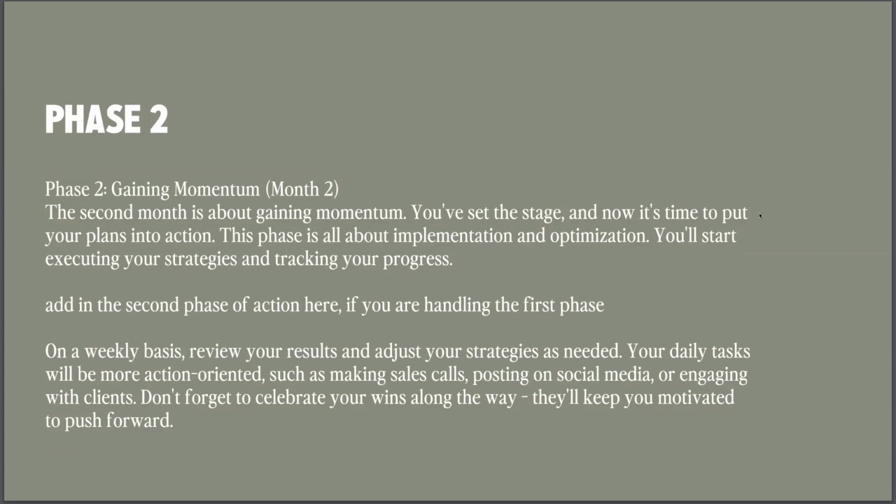So you'll start really executing those strategies, going to another level with the type of activity that you've committed to, and really dedicating yourself to tracking that progress. This is where you add in that second phase of action. If you said 1 social media post a week in the first month, let's go 2. If you said you were going to deliver 100 flyers a week, let's amp that up and do 250 flyers a week in phase 2.